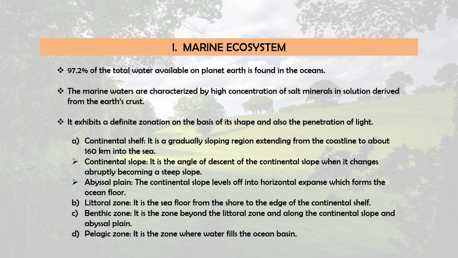About 97.2% of the total water available on Earth is found in oceans, and the marine waters together cover more than 70% of the Earth's surface, and they represent a very large ecosystem which is much more stable in comparison to the freshwater ecosystem.